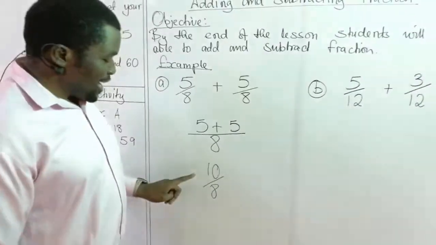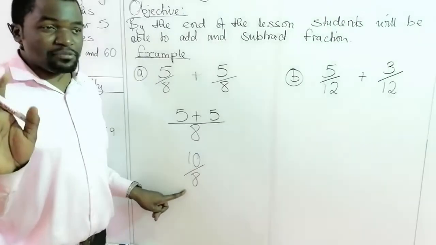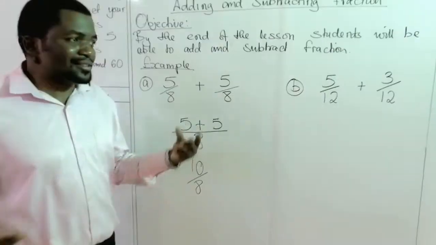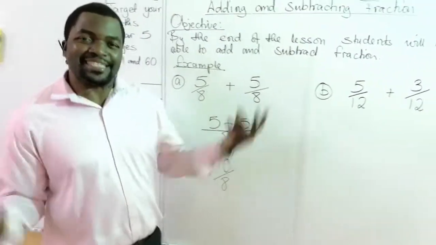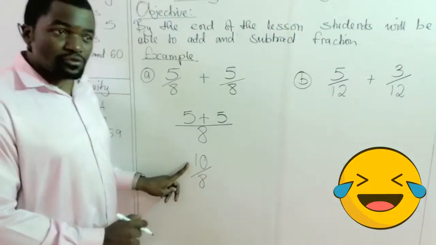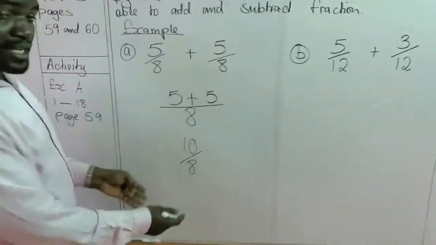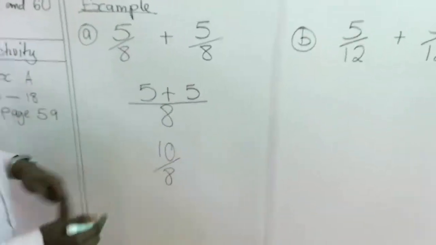Now the answer will be 10 over 8, but we didn't finish it because 10 is too big. This is just like when the ant is carrying an elephant. That will be a little bit awkward. So we have to change this one to a mixed number. This, as you're going to see, is an improper fraction. We have to change it to a mixed number.